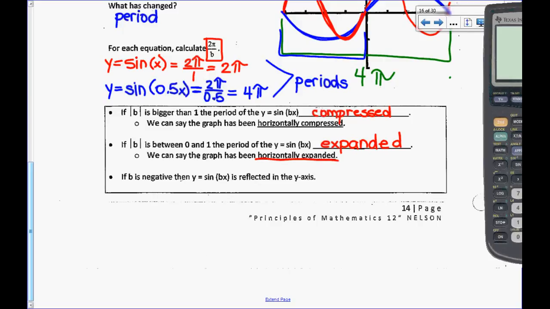And then if that b was negative, then it would again be reflected over the x-axis, actually. So just like before, when that number was negative, it did flip it over the x-axis. It would do the same in this case. Okay, it would still be flipped over the x-axis, but it would be compressed or expanded depending on what number you're multiplying your x by. Okay?